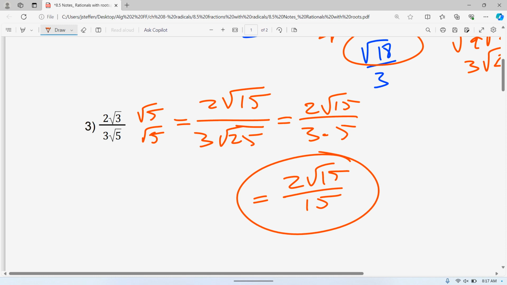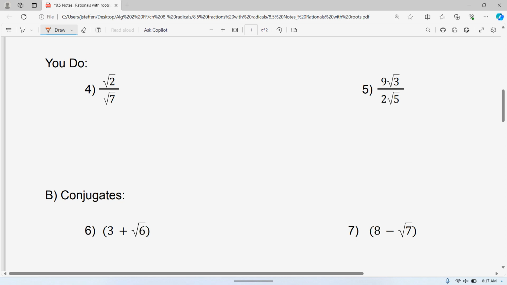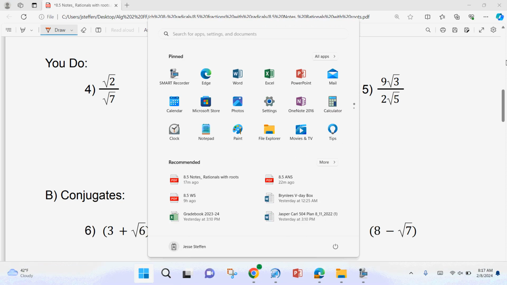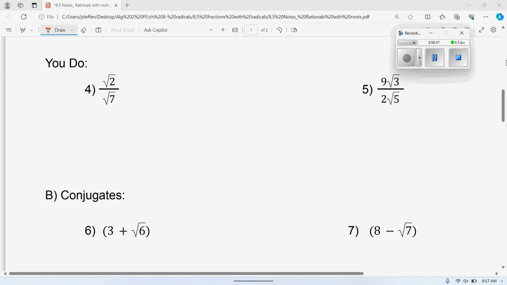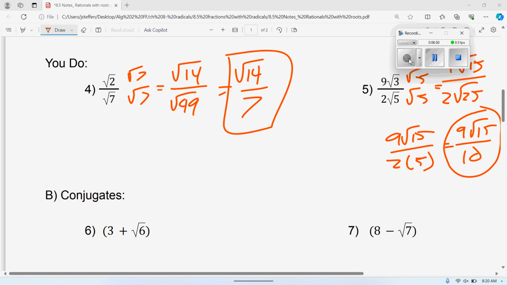Any questions so far? So far, those are just monomial denominators. All right, go ahead and do number 4 and 5 on your own. I'll put up the answers here in a second. All right, I put my answers up. It ends up being the square root of 14 over 7.